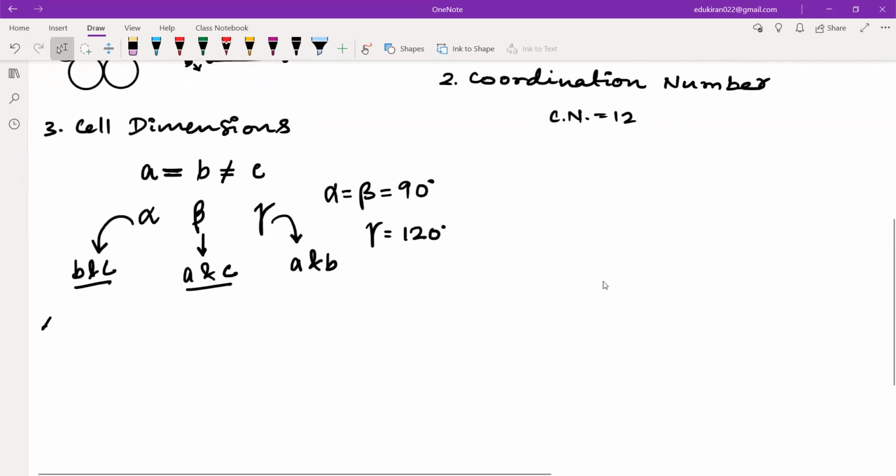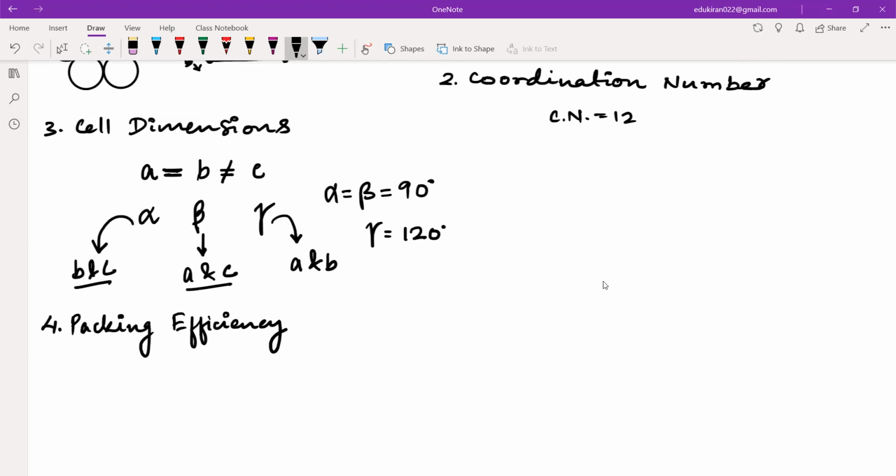Fourth is the packing efficiency. In this case, you don't have to worry about how to derive the packing efficiency, because you would have to find the relationship between A and R, and C and R also. Why? Because if you look at the volume, what is volume? If you remember from 10th standard, volume is equal to the area of the base of any 3D object into its height. Yes or no?